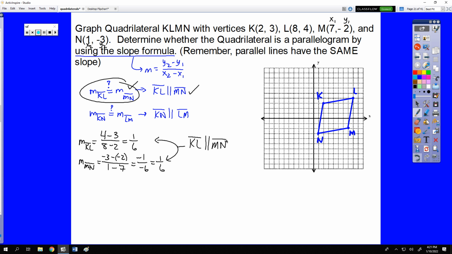And we can go into the picture and we can mark that. It's guaranteed to be true. We've just proven mathematically that those are parallel lines. Then we do the same thing for the other pair. So KN.